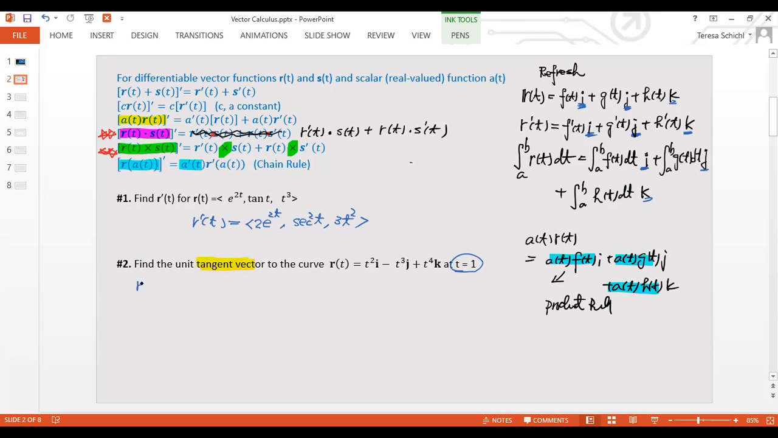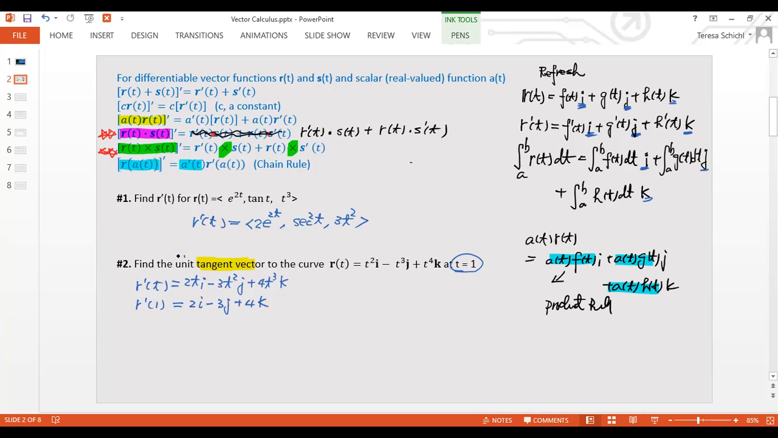So R prime(t) is just the derivative of R(t). So this is 2t i minus 3t squared j plus 4t cubed k, right? You just take the derivative of R, then you substitute the value, just like we said for the slope. So R prime(1) is equal to 2i minus 3j plus 4k here.